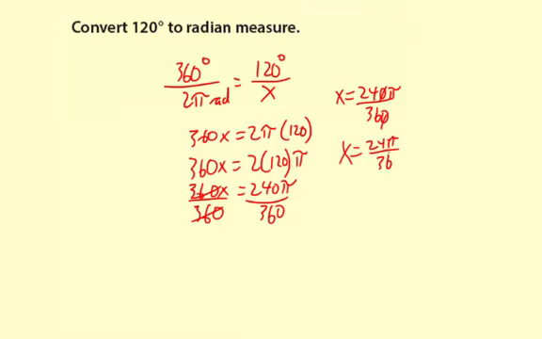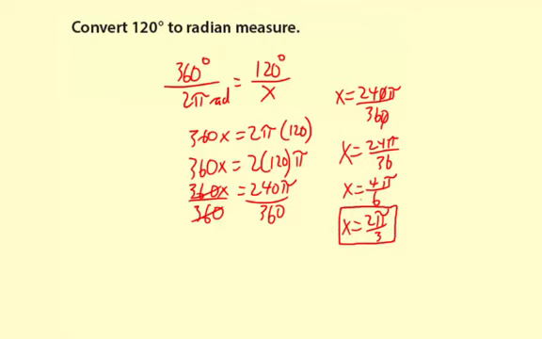divided by 36. And 6 goes into both 24 and 36, so it's going to be x equals, divide 24 by 6 and get 4. And then divide 36 by 6 and get 6, so 4 pi over 6. And then a 2 goes into the 4 and the 6, so x equals 2 pi over 3. So that is my equivalent radian measure for 120 degrees.